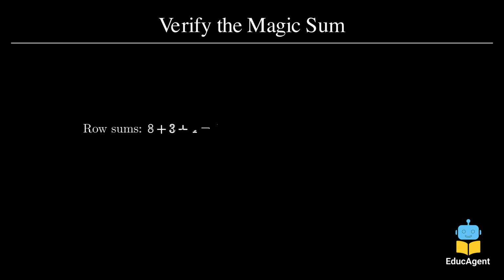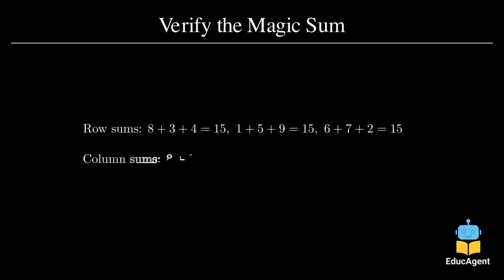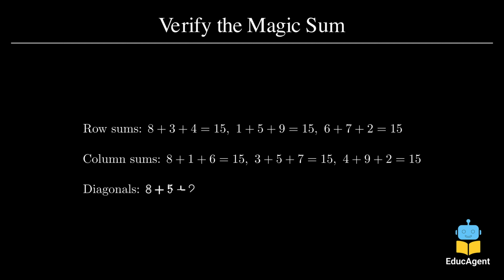First, confirm the rows. Each one adds to 15. Now the columns. Again, each totals 15. Finally, both diagonals also hit 15. So this really is a magic matrix.